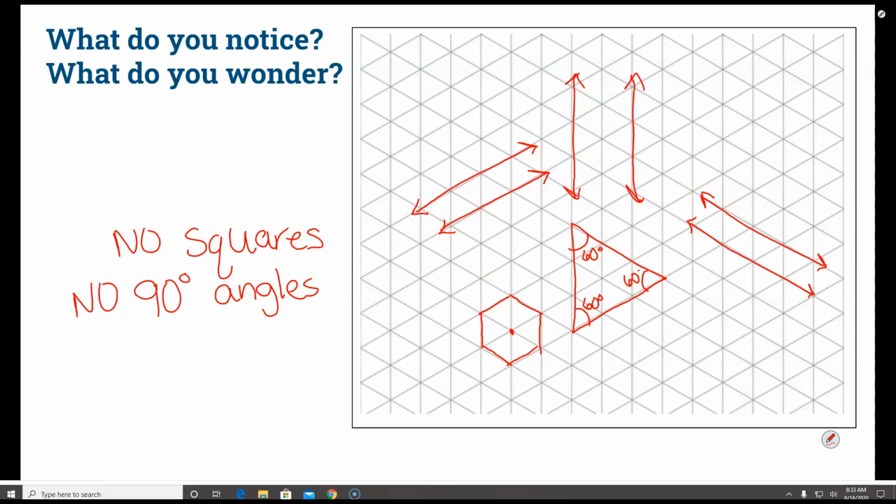Another thing I'm wondering is why aren't there any 90-degree angles? Why aren't there any squares? And I'm also wondering, how would using triangles be more beneficial than using squares? And also notice there are no actual horizontal lines. Horizontal runs like this. And vertical, there are vertical lines, but there are no horizontal lines. Okay? And those are just a few things that I noticed and wondered about this.